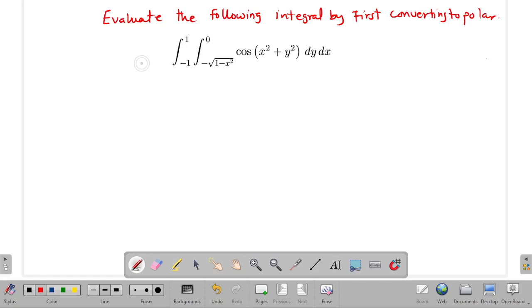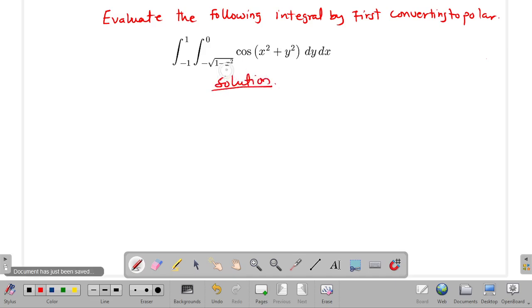In this lesson, we are going to solve a double integral problem, specifically converting to polar coordinates. This is the integral we have. It says find the integral from -1 to 1, from negative the square root of 1 minus x squared to 0, of cosine of the expression x squared plus y squared dy dx. So how do we solve this?